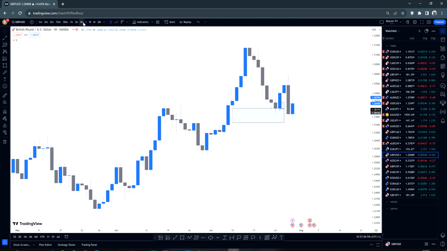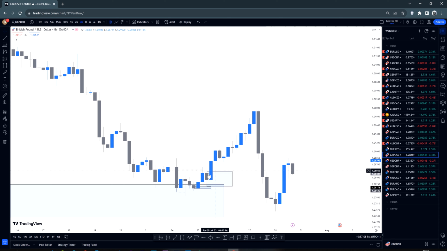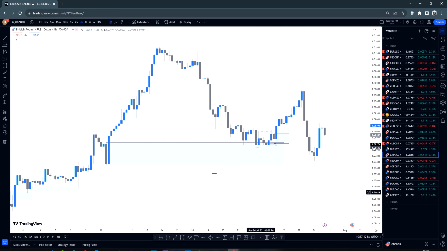So for GU, and GU was also really cool last week. We had a very strong push to the upside here before we had this massive down move, and yeah, whatever this massive down move is doing, yeah, probably cool.